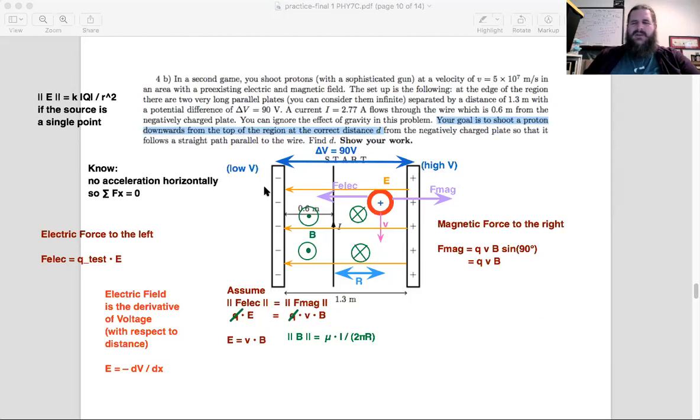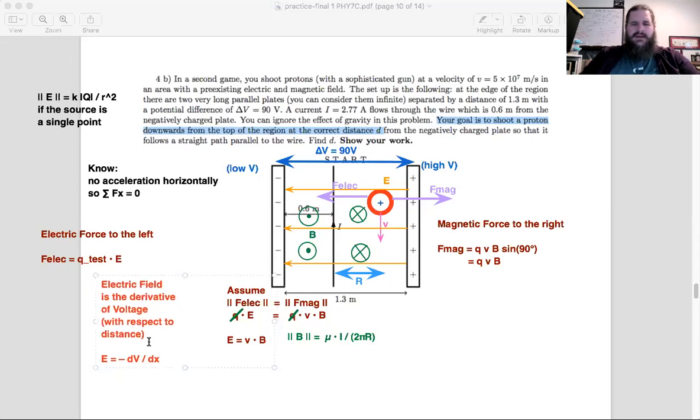And typically in a situation like this, if we needed to label voltages, we'd probably call the middle 0 volts. The positive plate would be positive 45 volts. The negative plate would be negative 45 volts. So there's a difference of 90 volts. But in this case, we know there's a difference of 90 volts overall across how much distance? Yeah, distance of 1.3 meters.